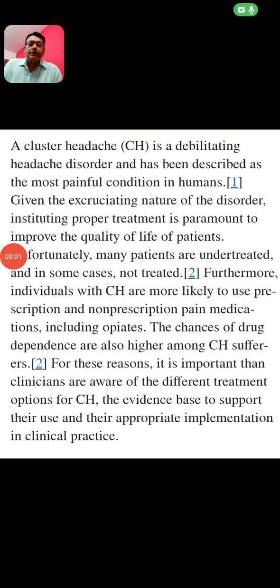Cluster headache is one of the primary headache disorders. The headache is quite severe, unilateral, periorbital, and it usually peaks in a few minutes and lasts for half an hour or so. It is one of the very severe varieties of pain disorder.